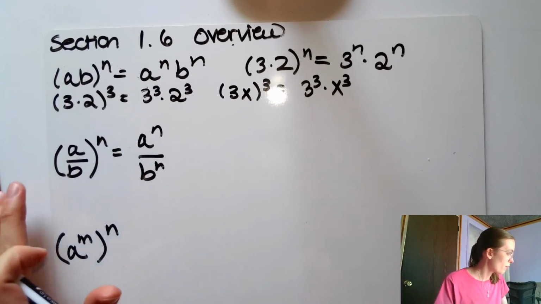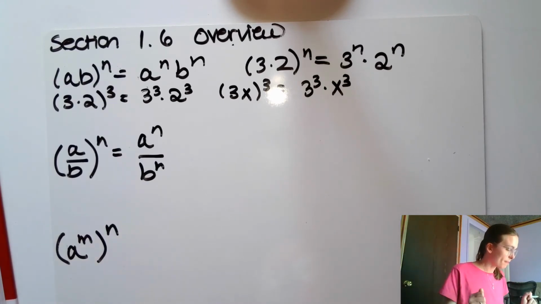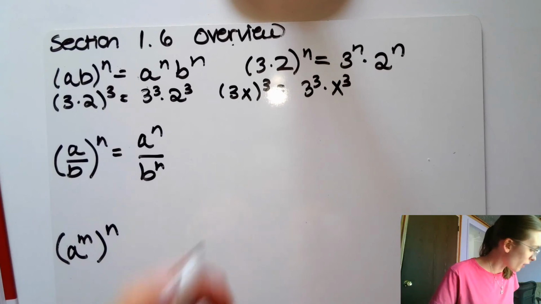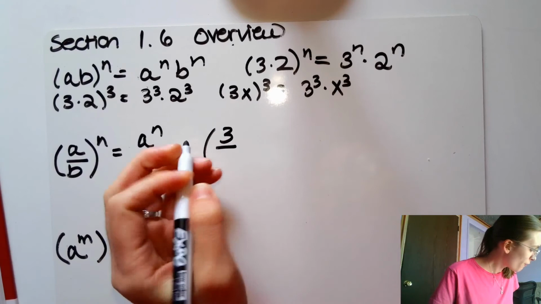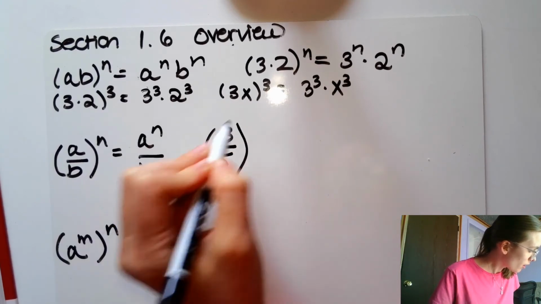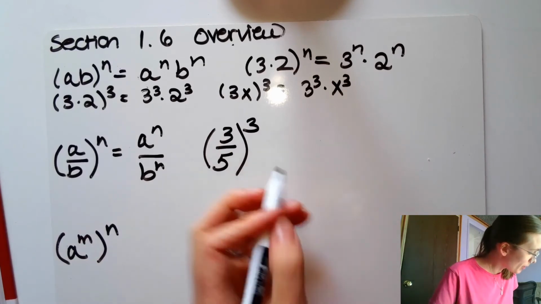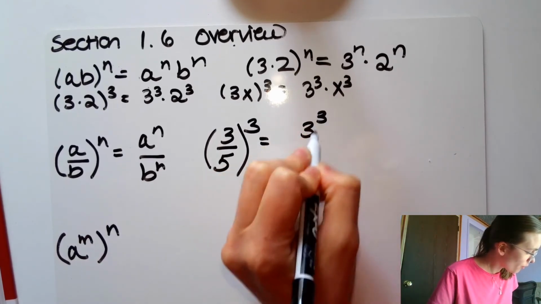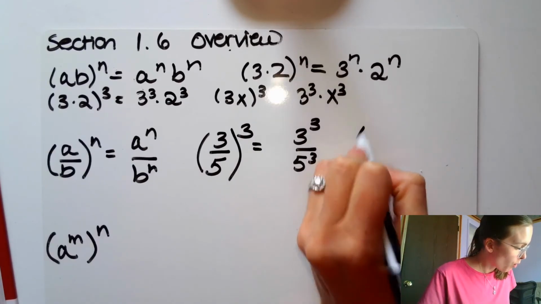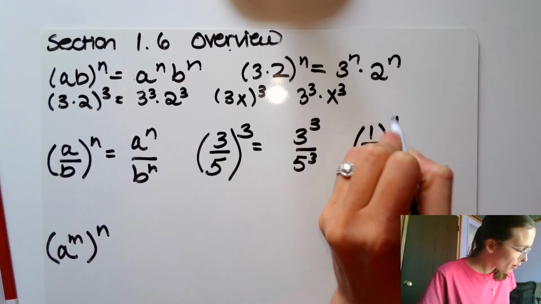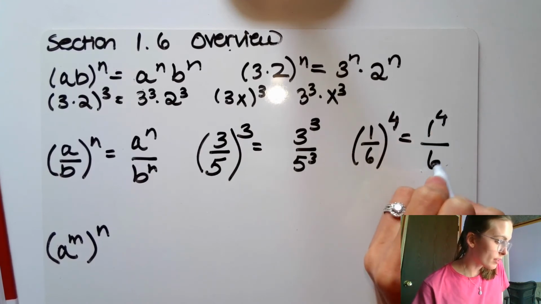Now for raising a quotient to a power, you've got a over b to the nth power equals a to the n over b to the n. So for example, 3 over 5 to the 3rd power is just 3 cubed over 5 cubed. Or if you've got 1 over 6 to the 4th power, it'll be 1 to the 4th power over 6 to the 4th power.